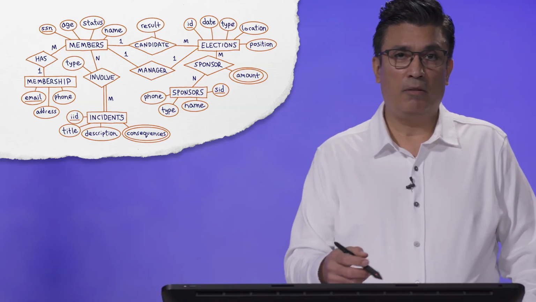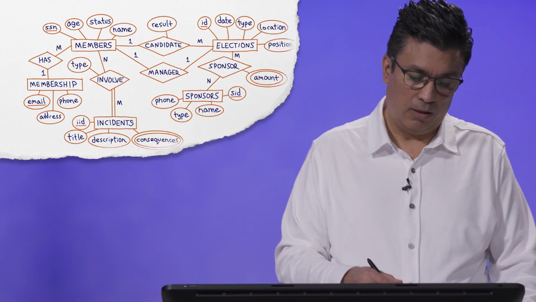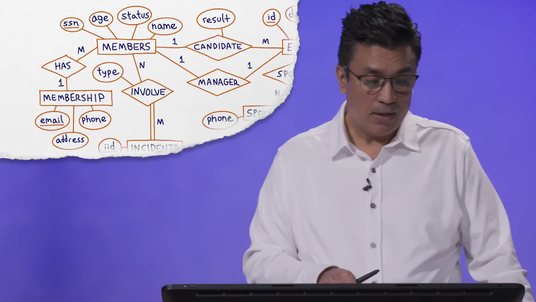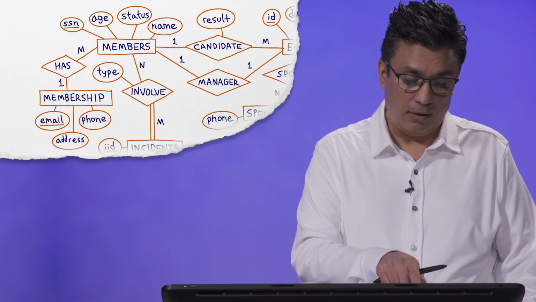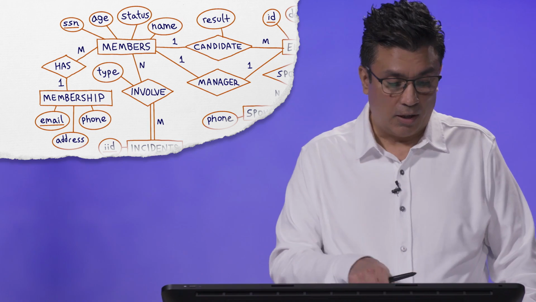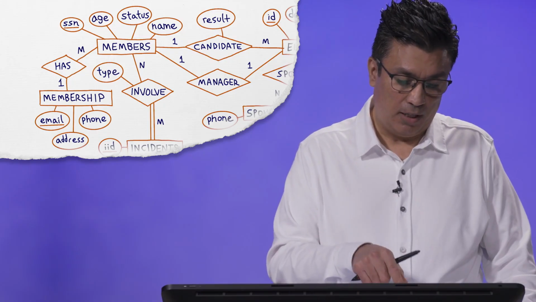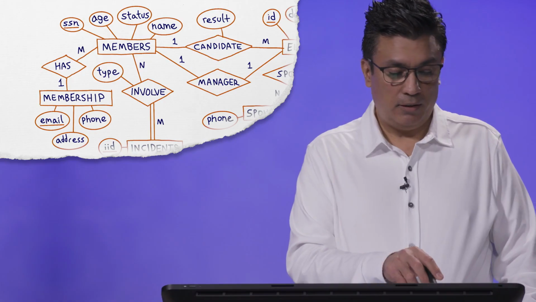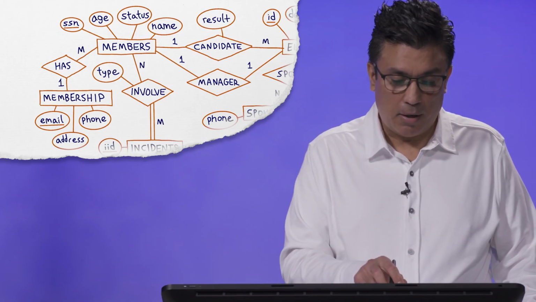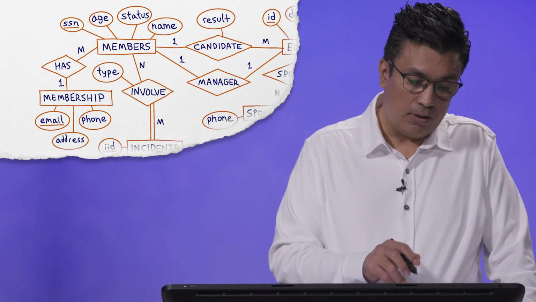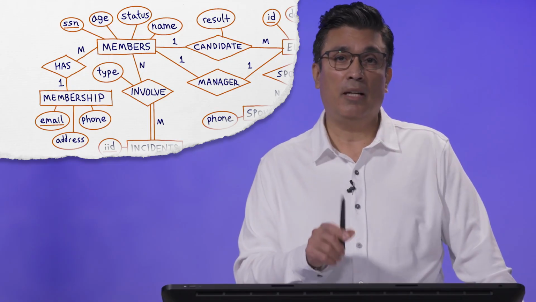So I will just start from the upper left corner, where I see members, a rectangle that is an entity set. For members, what I need to check is how many relationships we have around that rectangle. When I go around, I see one that says has, another that says involve, another that says manager, and another that says candidate. So there are 1, 2, 3, 4 relationships. Those relationships are potential candidate keys.